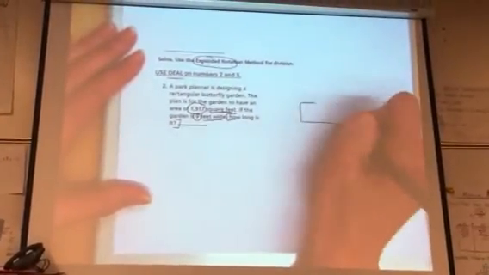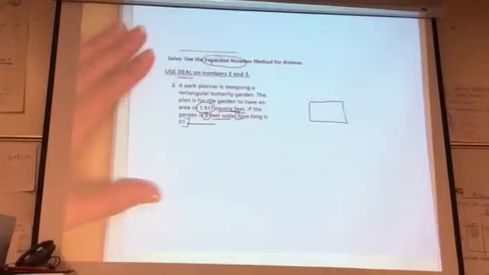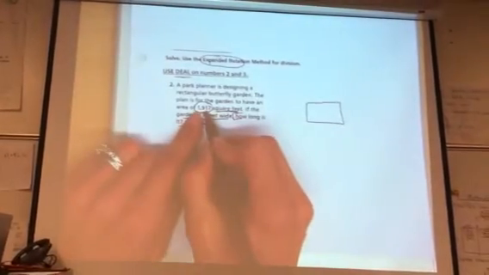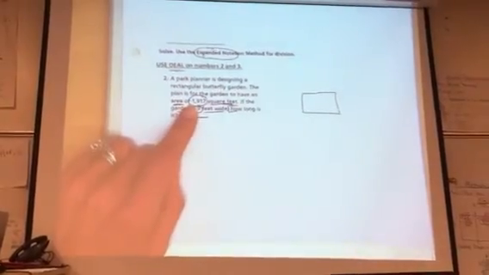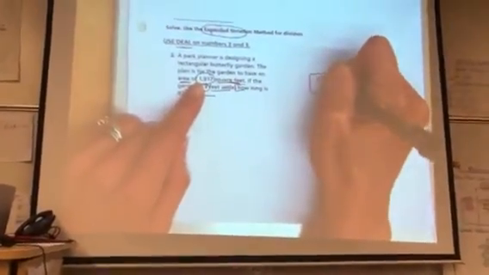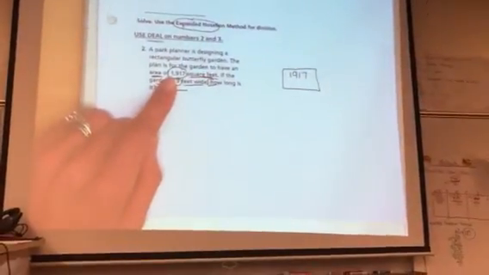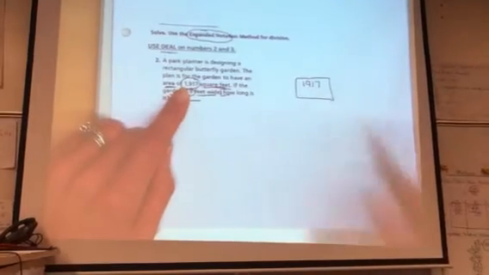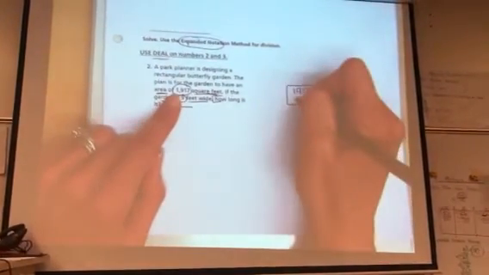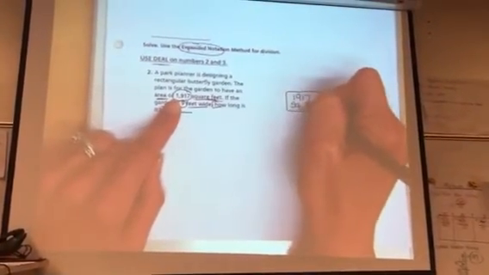The drawing is a rectangle. What I know is that this is the area it told me. And I know the area is the answer on the inside. So I'm going to put 1,917 on the inside. And every drawing has to have numbers and labels. So I'm going to label this square feet.